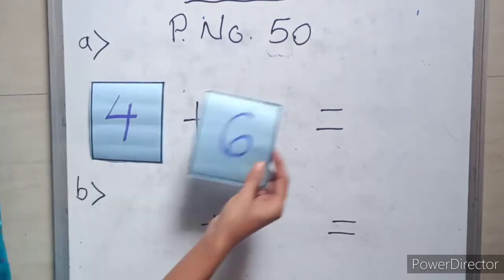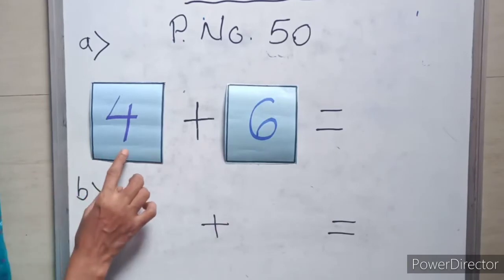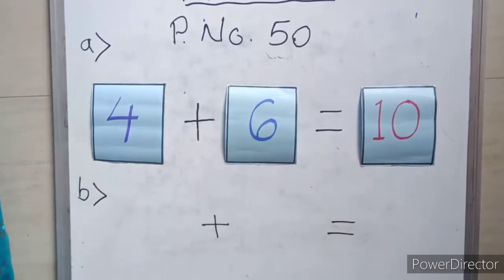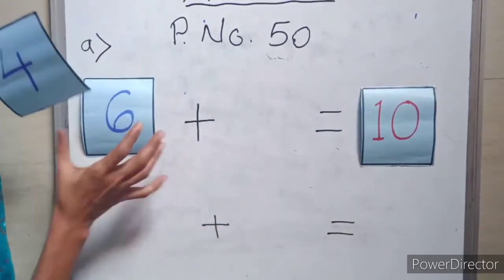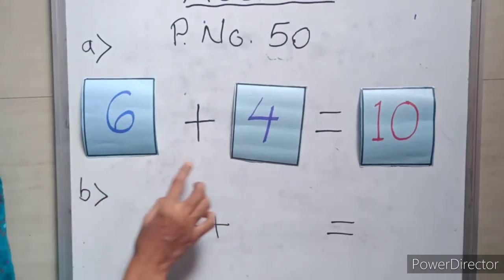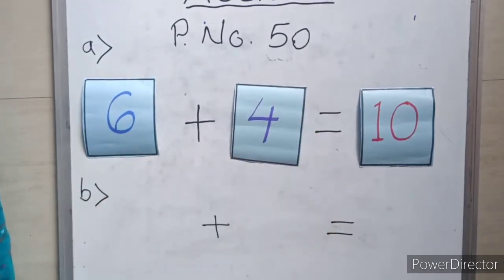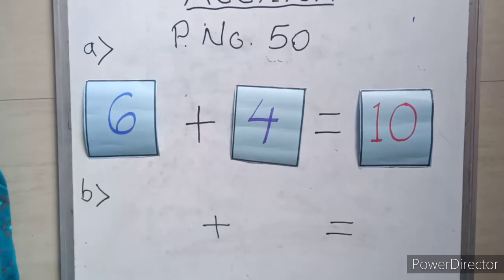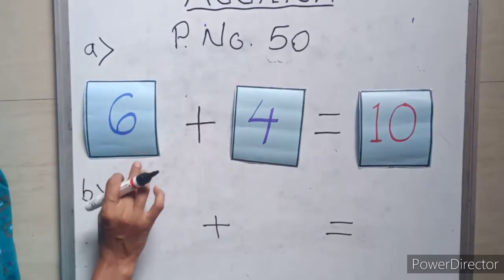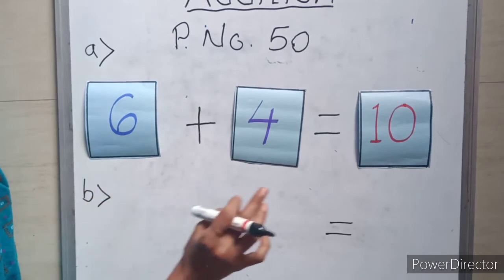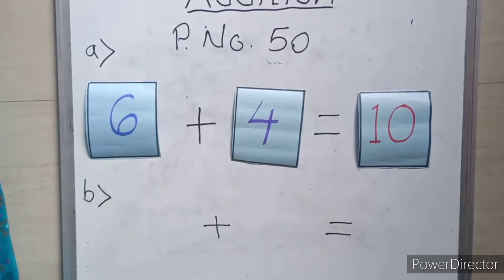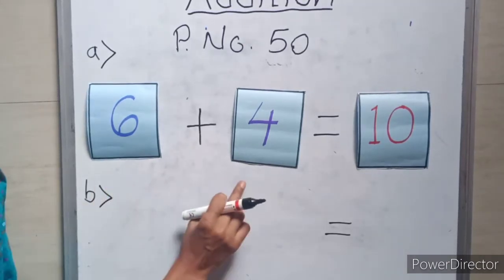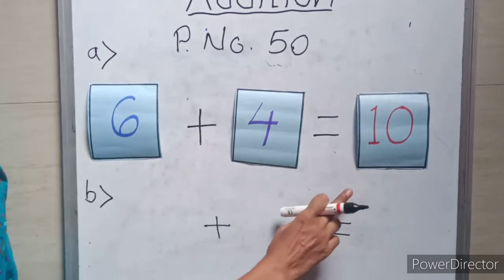Here is 4 plus 6. If we add 4 and 6, the answer will come 10. And if we add 6 plus 4, then also the answer is the same. Now we will see why the answer is the same, because we change the order of the numbers. First 4 was here, then we put 4 here, but then also the answer is 10 only. So we will see this. Adding numbers in a different order doesn't change the answer.